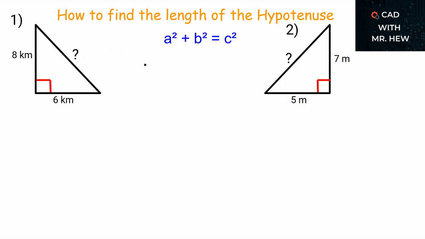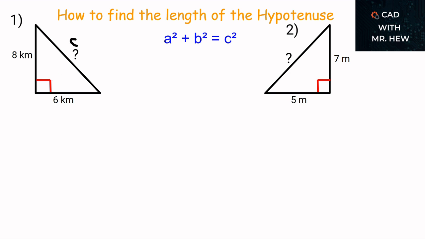Now the Pythagorean theorem, this is the formula for it. It's a squared plus b squared is equal to c squared. Now the question is, which one of these sides are a, b, and c? Well, c is the longest side, which is the hypotenuse, right? And the hypotenuse is opposite to the right angle here, okay? So this would be c.